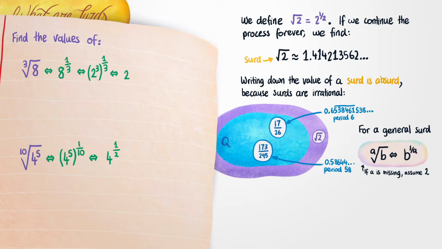Now as we know, 4 to the power of 1/2 is going to be the same thing as the square root of 4, so we can also rewrite this as the square root of 4. And then we're just looking for a number that when multiplied by itself gives you the number 4. Now of course that number is 2. 2 times 2 is the same thing as 4. And therefore we can also say that the 10th root of 4 to the power of 5 is the same thing as all of these things, but it's also the same thing as the number 2.